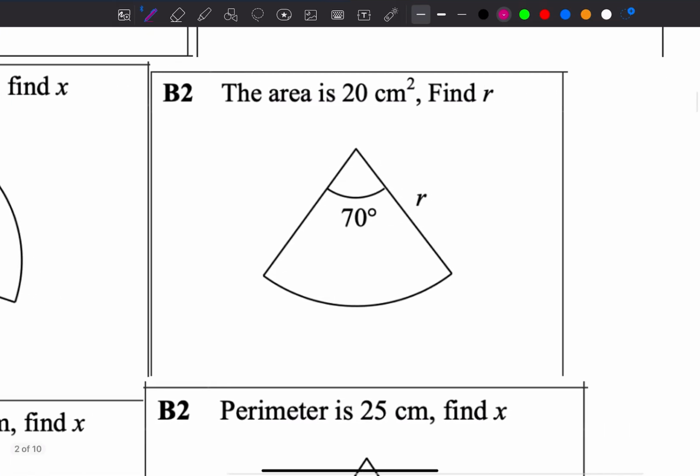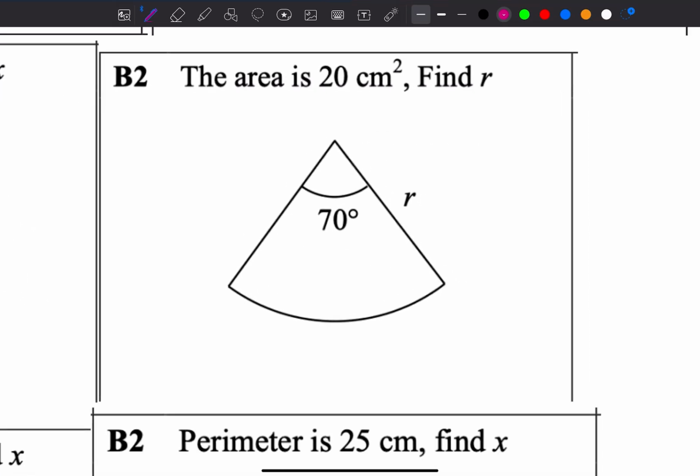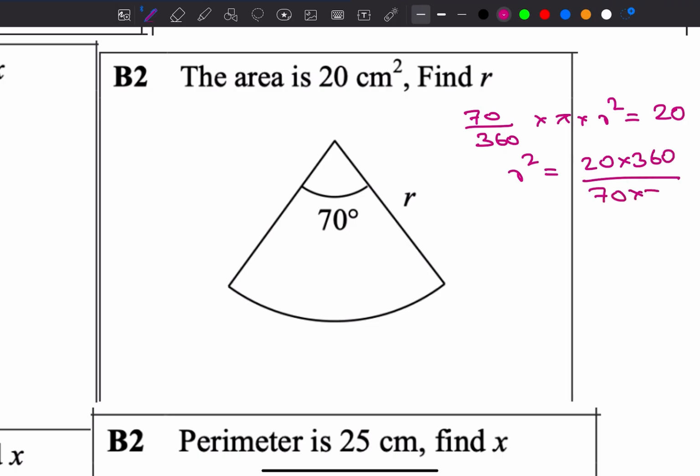Okay, work out the radius. This is the area. Area is angle 70 over 360 times pi times radius r squared, equals 20, and you've no idea what the radius is. So radius squared: you times 20 by 360 because you're dividing by it, then divide by 70 times pi. Square becomes square root, and that gives you the radius, which is 5.72 to 3 significant figures.